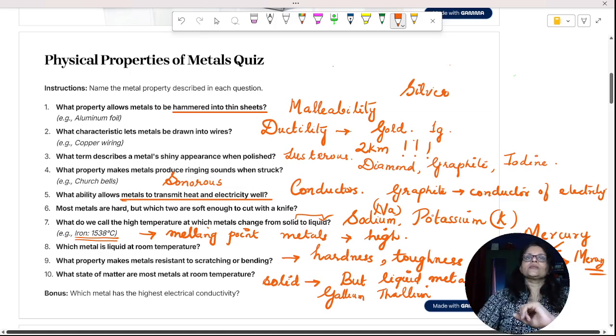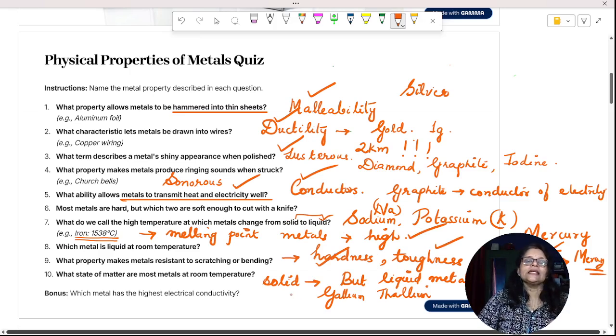What all were the properties? Malleability, ductility, lustrous, sonorous, conductors. It has a high melting point. Most of the metals are hard. They are tough. They are solid at normal room temperature, and there are some exceptions to it.